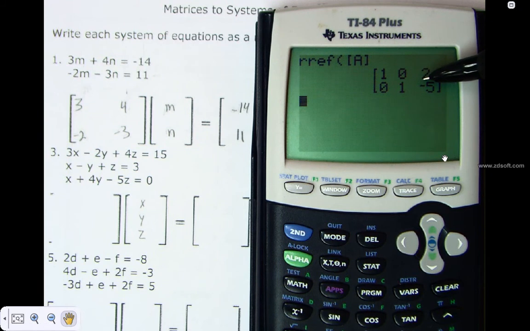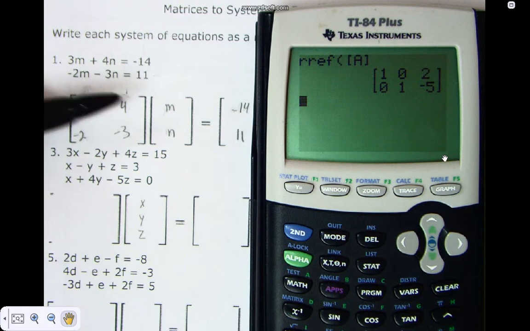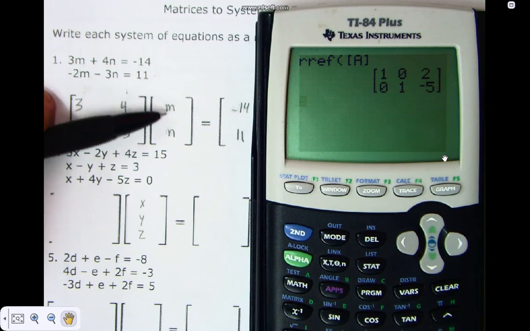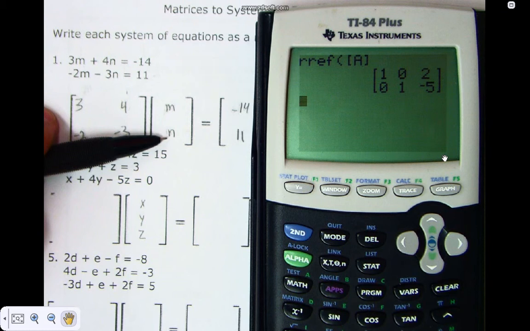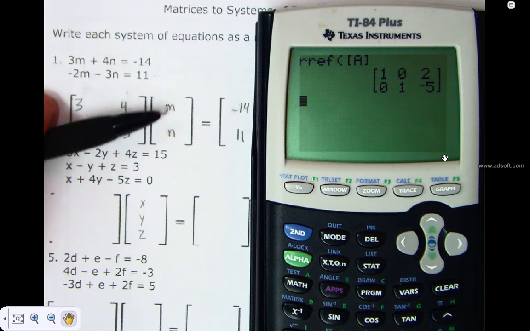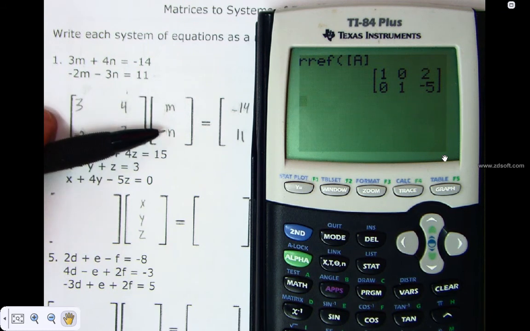then something's messed up. It pretty much means that there's either no solution, or it means that there's infinitely many solutions. All right? But if you have ones across that main diagonal, zeros everywhere else, then in the same order that it's written on your paper, so right here you have m and then n, those are your answers. So m equals 2, n equals -5.